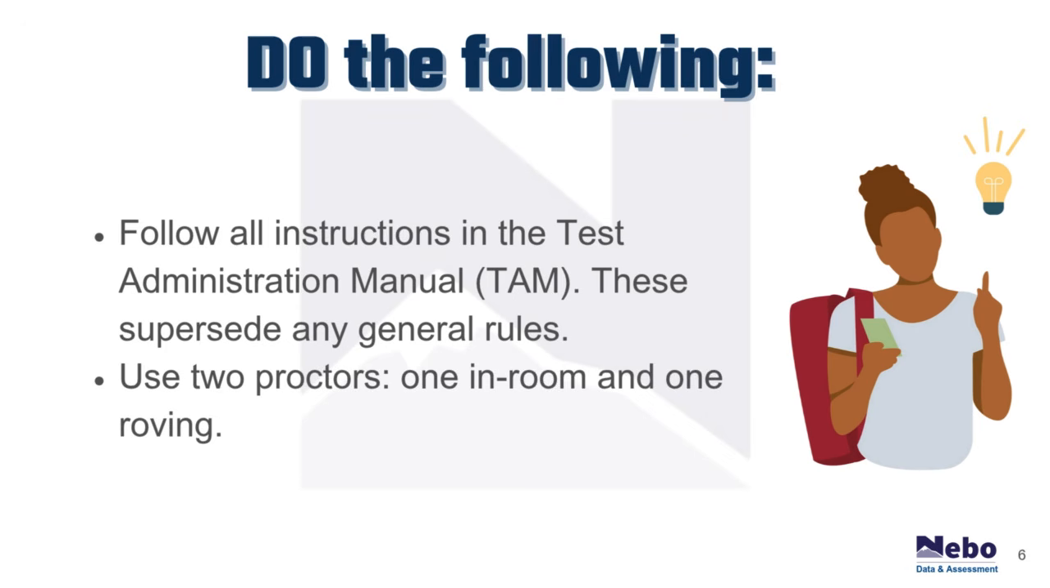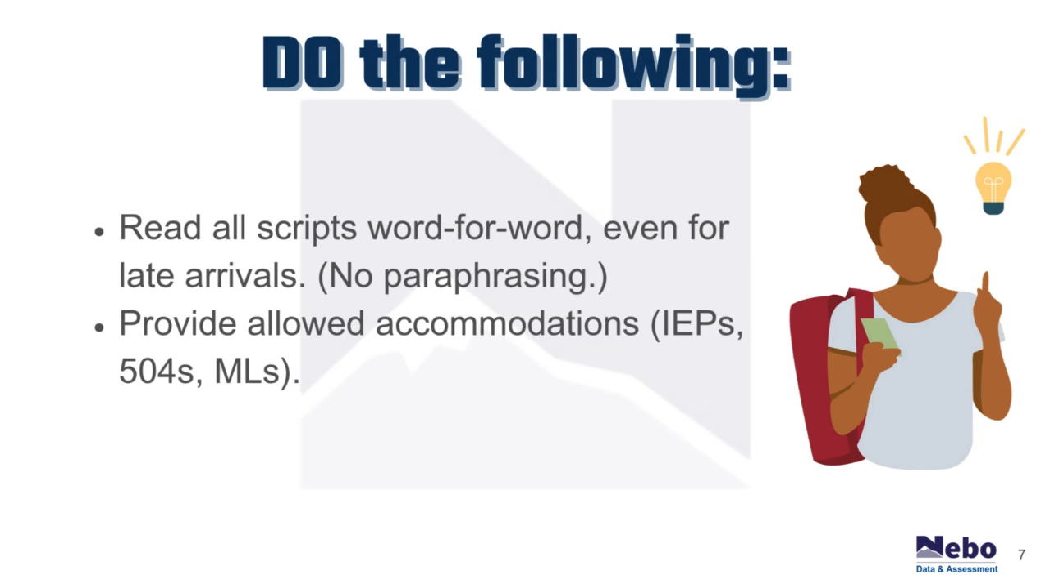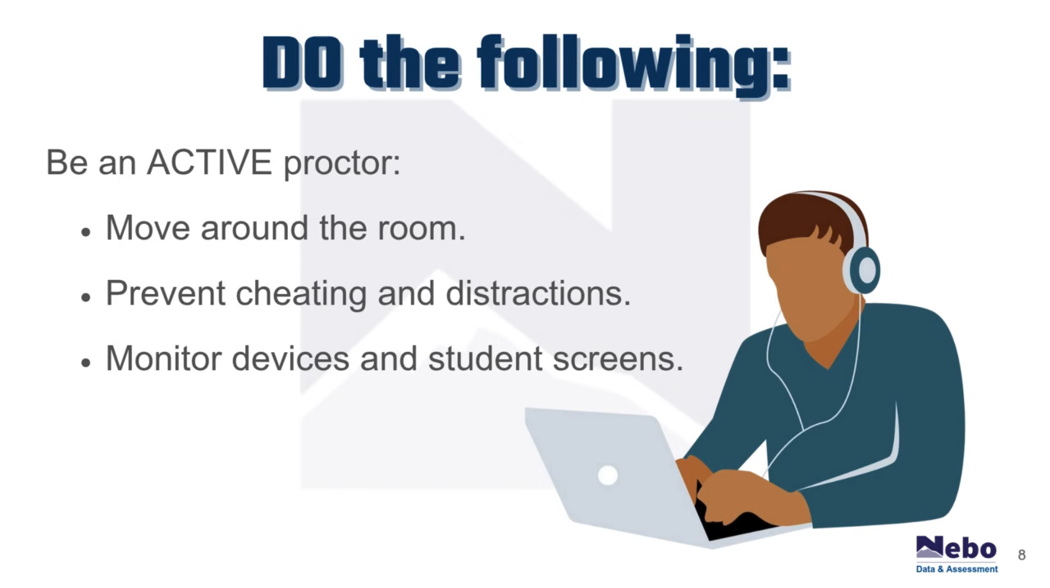But for now, some examples include: follow all instructions in the test administration manual. These supersede any general rules. Always have 2 proctors present, one in the room and one who can support multiple rooms. Read all scripts word for word, even for late arrivals. No paraphrasing. Provide allowed accommodations for students with IEPs, 504s, or ML plans. Be an active proctor, not just a passive presence. Move around the room, prevent cheating and distractions, and monitor devices and student screens.